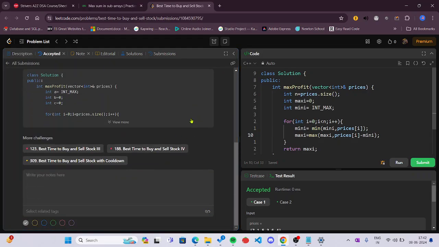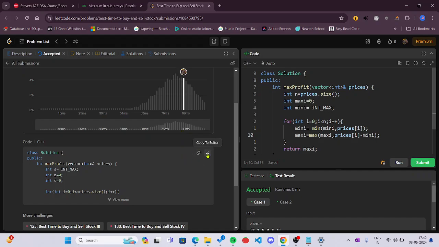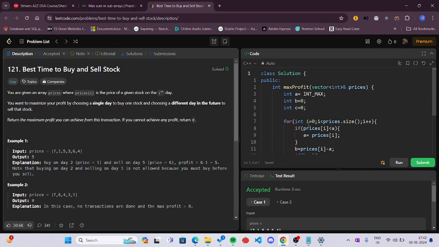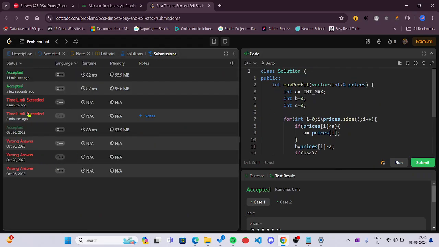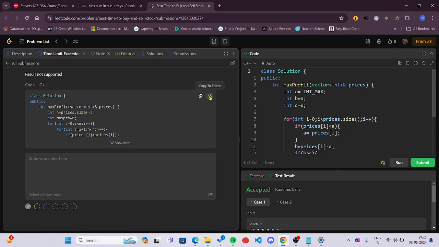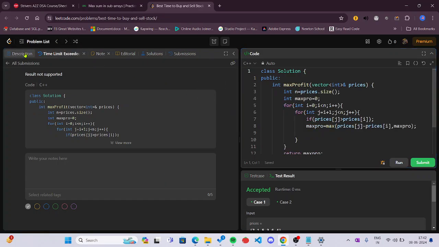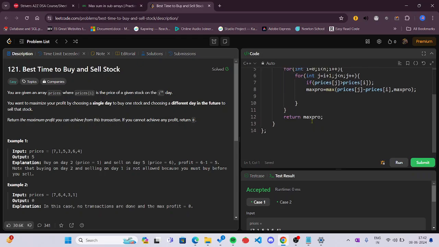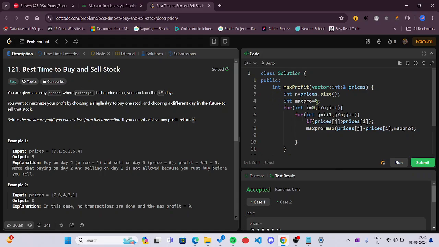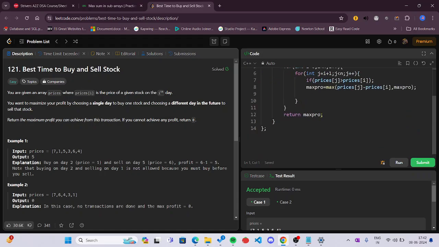Okay, this is basically the brute force that I have done. This is very easy. This will give you a TLE, of course. So I have taken a max profit. This will be my final answer, returning that.